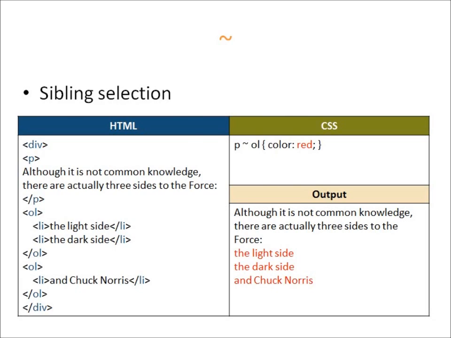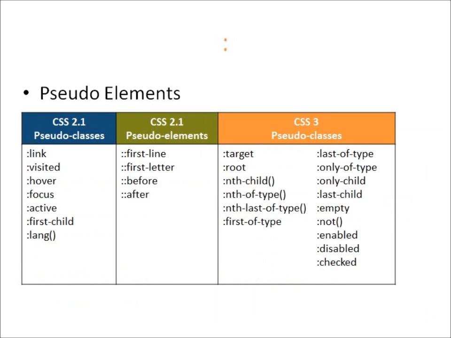It is available. Pseudo selectors are selected by that colon. In CSS 2.1 we had a few. Hover definitely was a very popular one. CSS 2.1 pseudo elements came out, but then in CSS 3 we had a lot of new ones, and these I think are really useful. Let's talk about it.